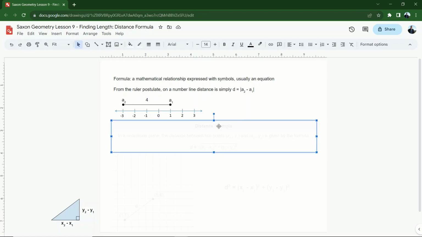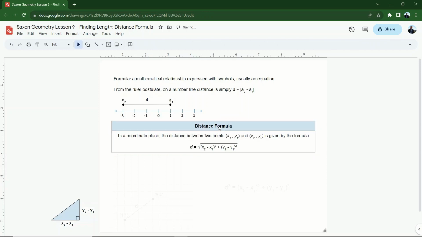And that's going to bring us to our distance formula now, which is going to relate to that, and it's also going to relate to another theorem that we learned, the Pythagorean theorem. We're going to see how this relates to the Pythagorean theorem in just a bit. But in a coordinate plane, we're not just talking about one number line, we're talking about two number lines that intersect at a right angle. That's what a coordinate plane is.